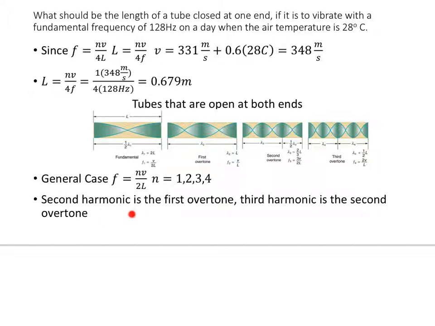So in this case, the second harmonic is the first overtone, the third harmonic is the second overtone, and so on down the line. So for a tube open at both ends, the harmonics are 1, 2, 3, 4, and remember, if it's closed on one end, then the harmonics are 1, 3, 5, 7.